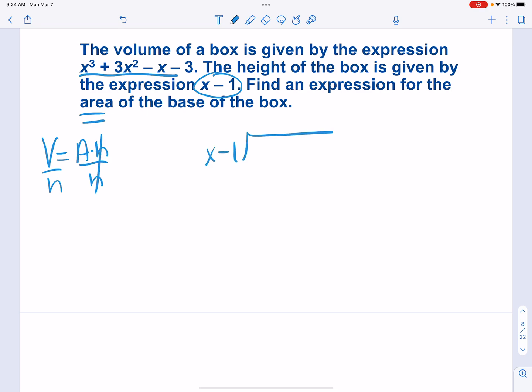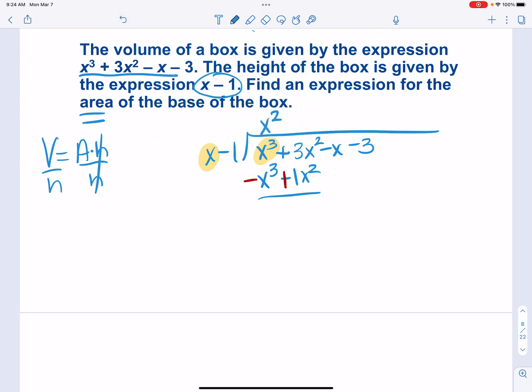So I'm going to do x minus 1 into this. So I look at my front numbers. What would I multiply x by to get x cubed? x squared, that would be x cubed minus 1x squared. I change my signs. You can do whatever you want. And I get 4x squared, and I bring down. How do I change an x into a 4x squared? You multiply it by plus 4x. So it gives me 4x squared minus 4x.